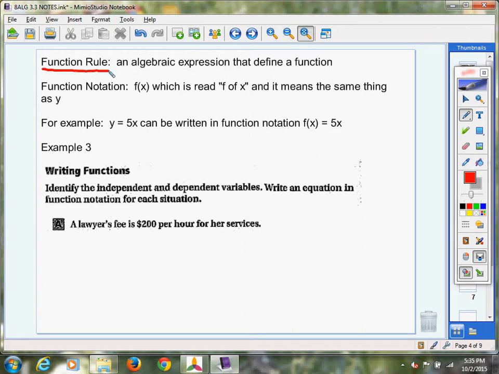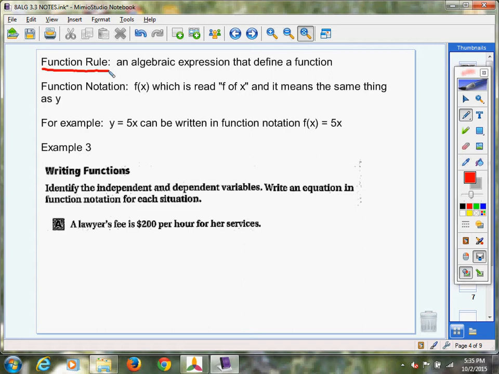Okay? And a function rule is just an algebraic expression that defines a function. So we see what's going on. We're just writing an equation, just like we did in example 1. We're identifying the independent and dependent variables. So that was example 2.